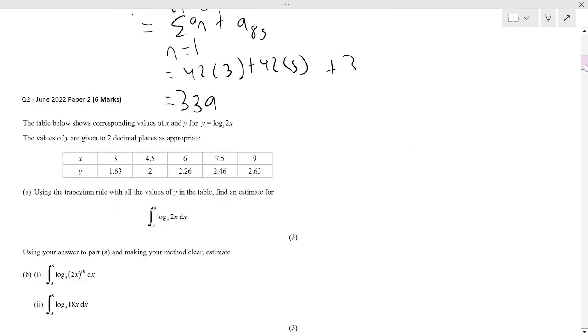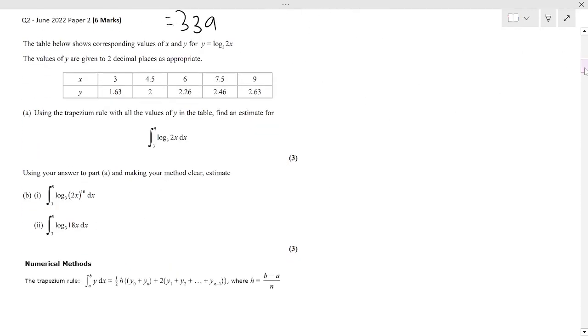Cool. Question 2. Again, this is on June 2022, paper 2.